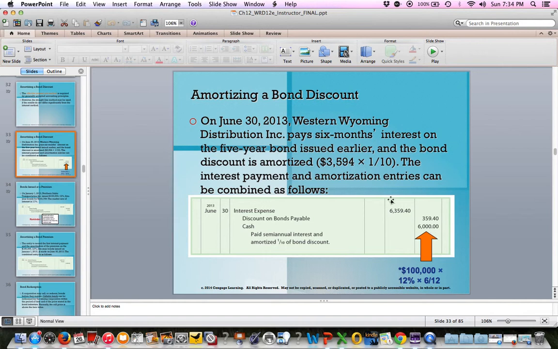Basically with the 5-year bond paid twice a year, that's 10 payments. So we're just going to say, okay, the total discount is $3,594. Let's just take 1/10 of that every payment period and record that discount on bonds payable. The goal is that when the bond matures in 5 years, which is 10 payments, that discount is gone, because the original entry was a debit to the discount, and every time we amortize it, it's a credit to the discount, so it'll be gone by the time the bond matures.